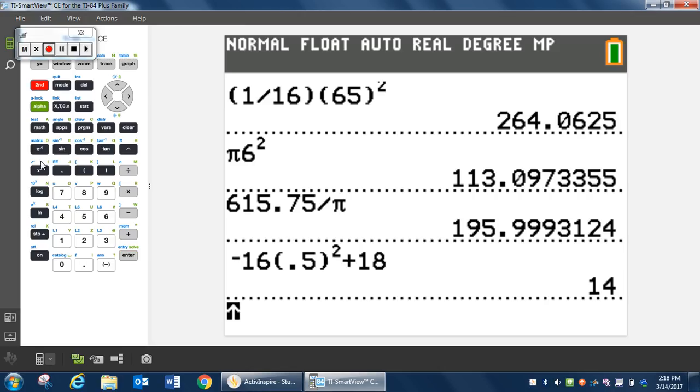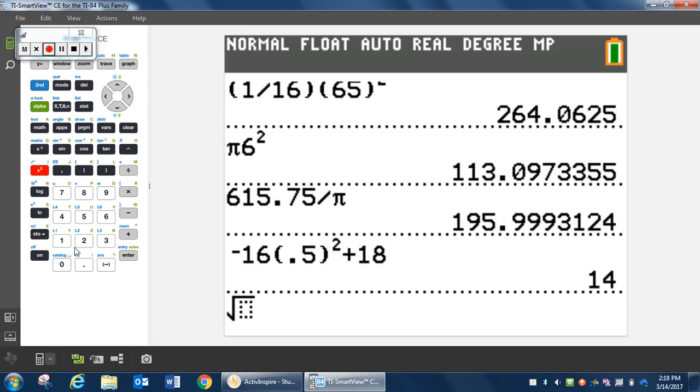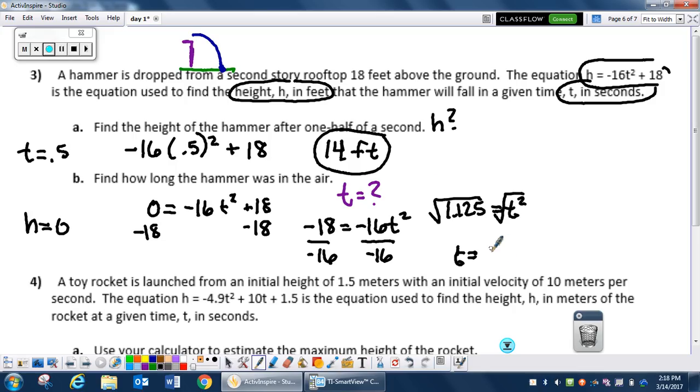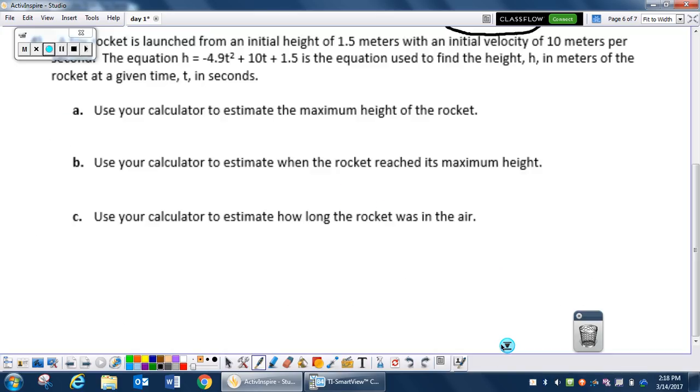So the square root of 1.125, let's round that to 1, I guess. 1 second. So after 1 second, it hits the ground. Okay? So at 1/2 second, it is at 14 feet, and about at 1 second, it's on the ground.